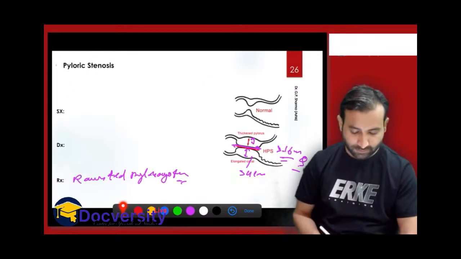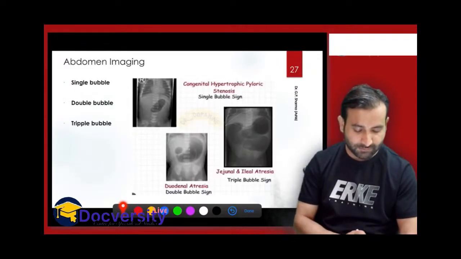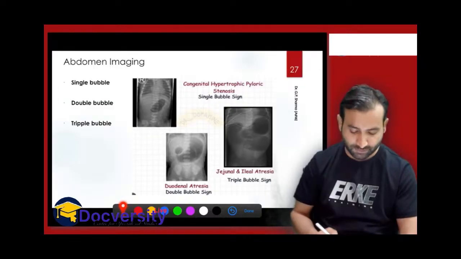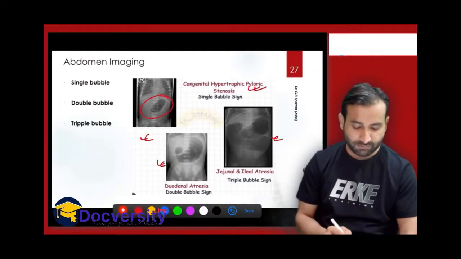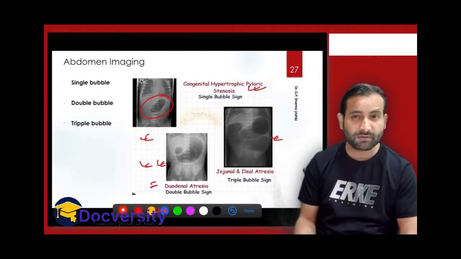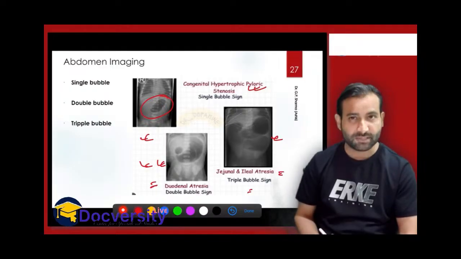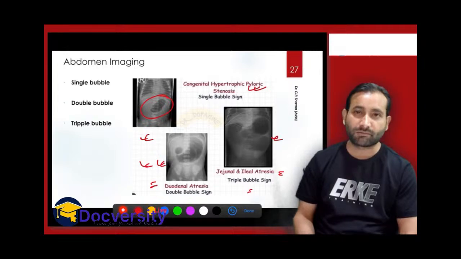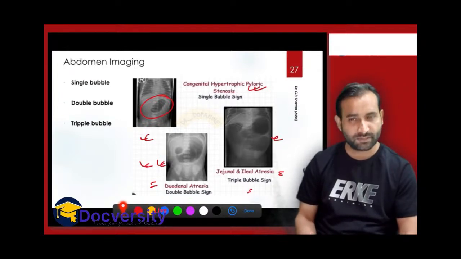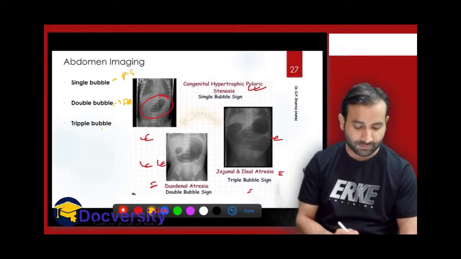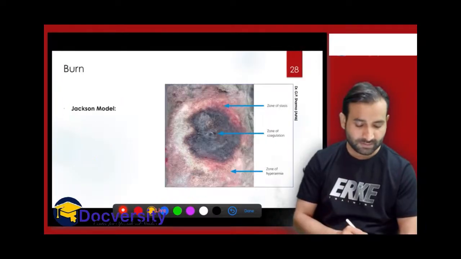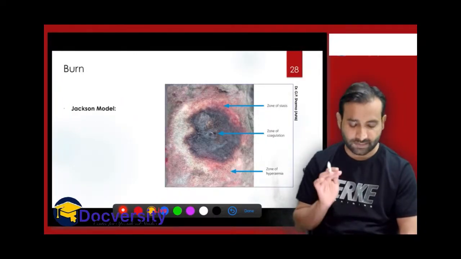Okay. After that, these are the DDs. This which I do not explain here in the pyloric stenosis, I am going to explain here in the DDs. Single bubble, double bubble, triple bubble, right? If there is a single bubble in the X-ray, we say this is what? The pyloric stenosis. Double bubble, duodenal atresia. Triple bubble, ileal atresia, or small bowel obstruction. Hope you understand, right? Single bubble is what? Pyloric stenosis. Double bubble is what? Duodenal atresia. Triple bubble is what? Ileal atresia. Questions. Remember, for example, right?